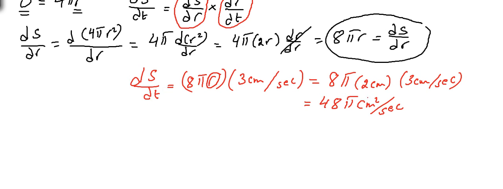Be careful, because we are finding dS/dt. The dt means per second, and S is a surface area. It should be in centimeters squared because r is given in centimeters. This is an example. We still have time.